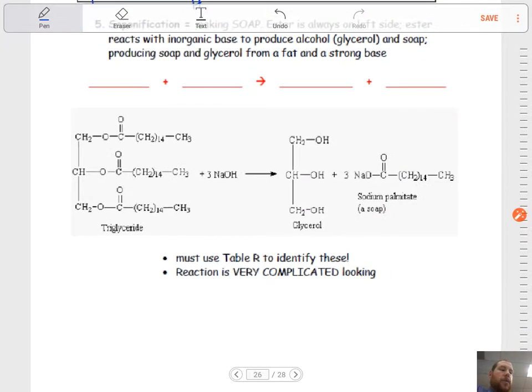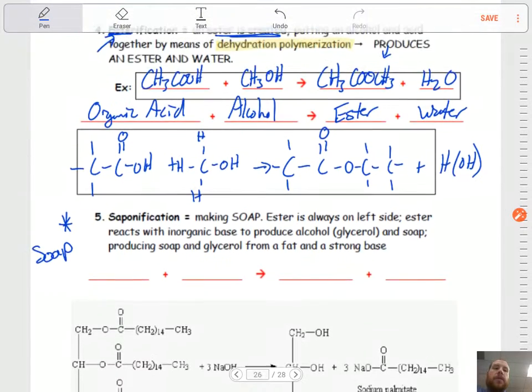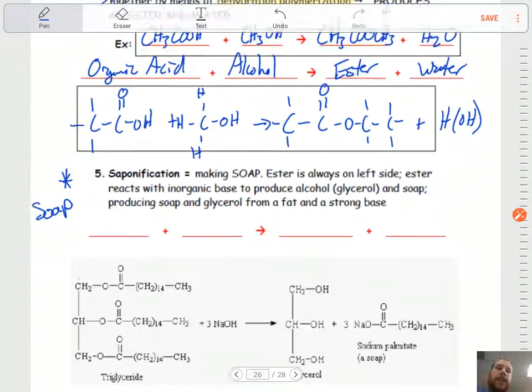All right, the next one, and this is a big one to be aware of as well, saponification, guys. This is soap, making soap. All right, ester is always on the left side. Ester reacts with an inorganic base to produce alcohol, typically glycerol, and soap, producing soap and glycerol from a fat and a strong base. So this is one you want to make sure you're aware of. I've seen saponification reactions before. So it's an ester on the left, where in esterification, the ester's on the right.